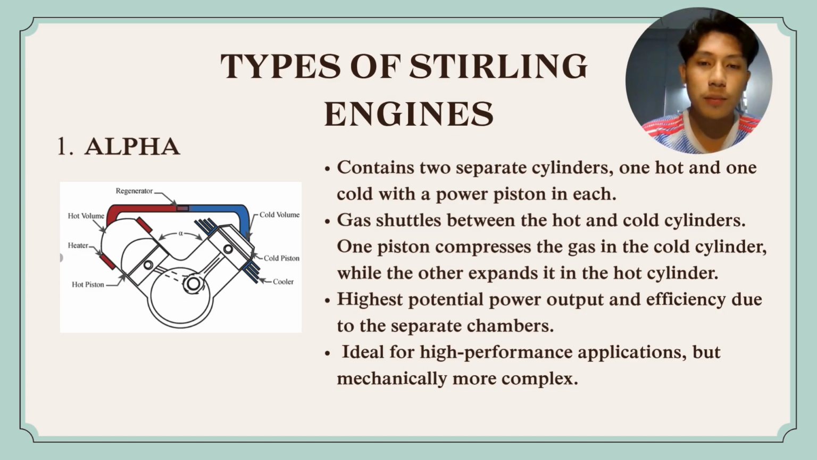Hi, I'm going to explain about types of Stirling engines. So the first one is alpha. There is the diagram here. Alpha contains two separate cylinders, one hot and one cool, with a power piston in each. Gas shuttles between the hot and cool cylinders. One piston compresses the gas in the cool cylinder, while the other expands in the hot cylinder. It has the highest potential power output and efficiency due to the separate chambers, ideal for high performance applications but mechanically more complex.